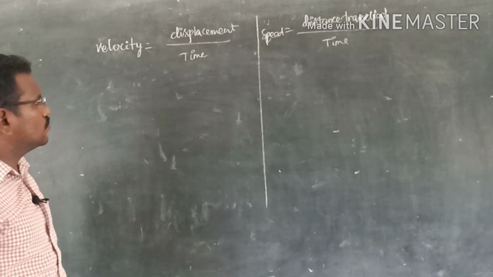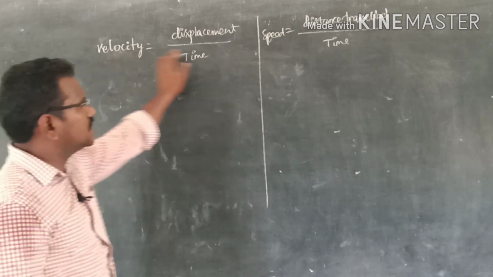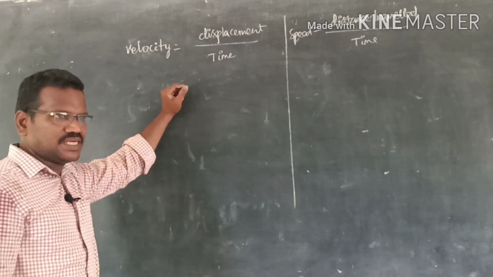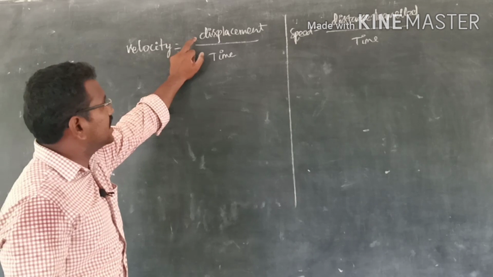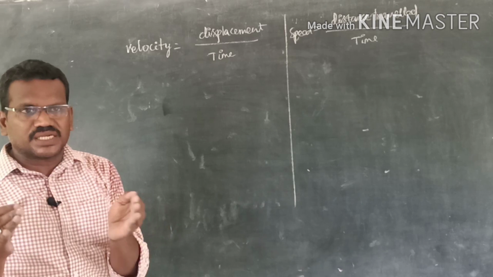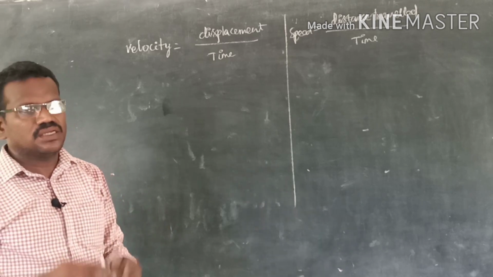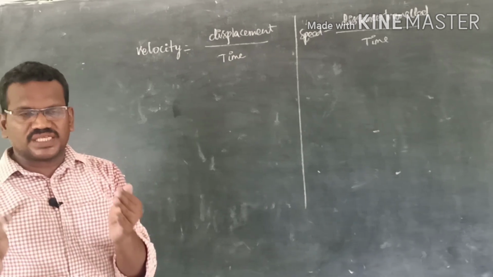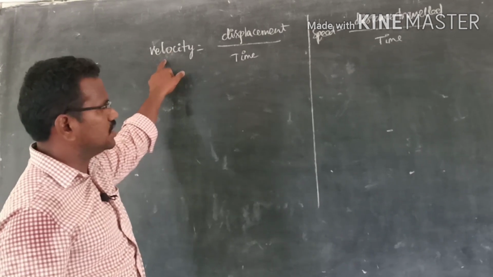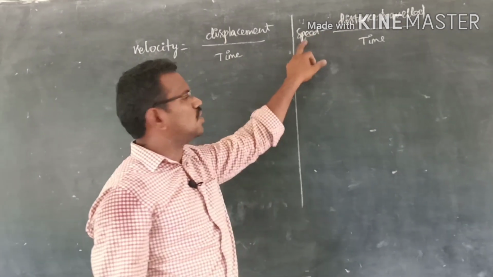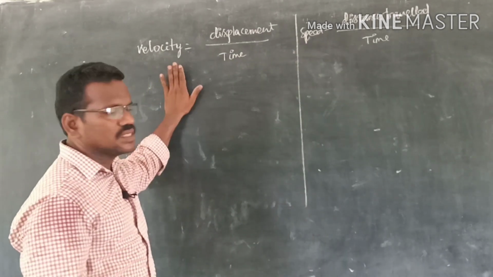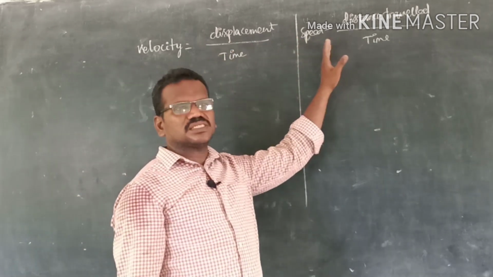Now let us discuss one more derived quantity, that is velocity and speed. We know that speed is nothing but rate of displacement. That means we are differentiating the displacement with respect to time. Dividing any physical quantity with respect to time is called rate. So rate of displacement is called velocity, and rate of distance traveled is called speed. The main difference between velocity and speed is that velocity is a vector quantity, and speed is a scalar quantity.